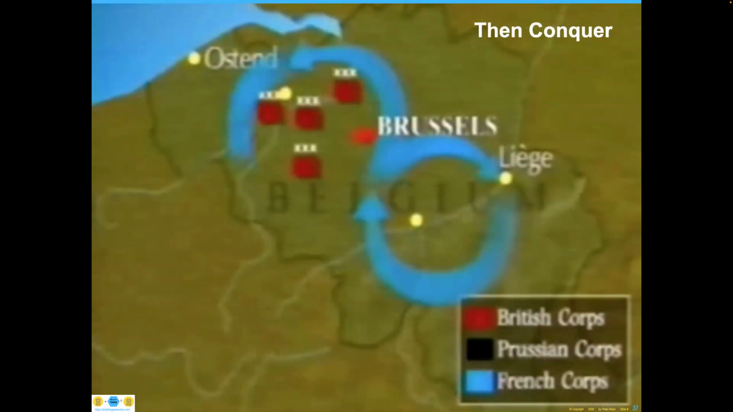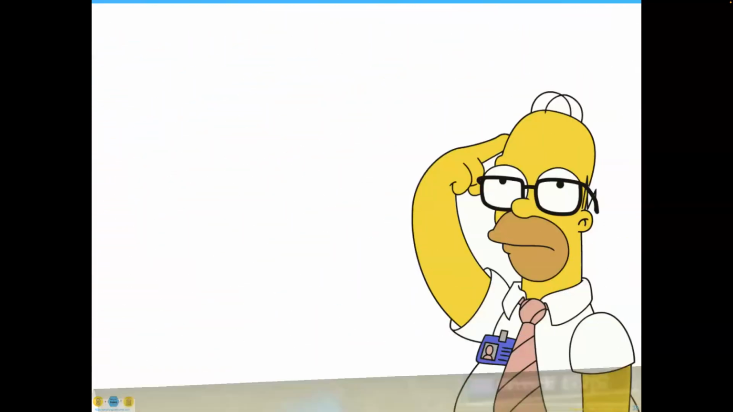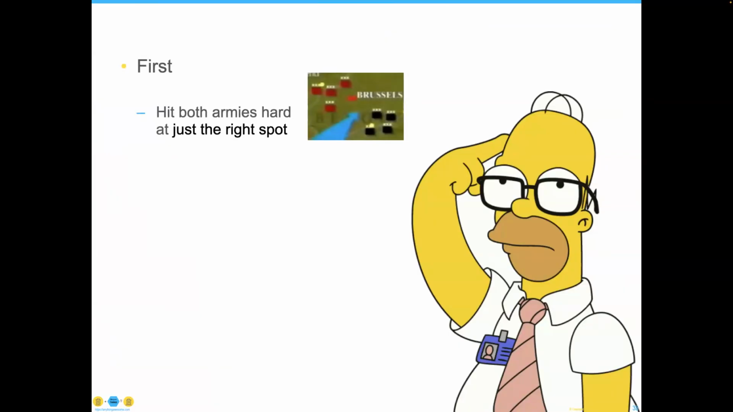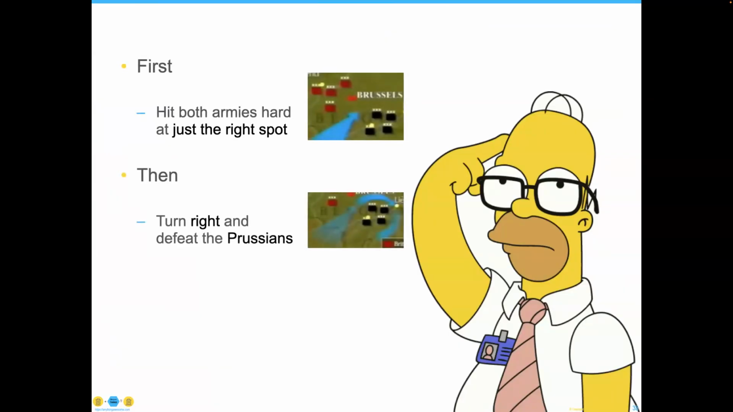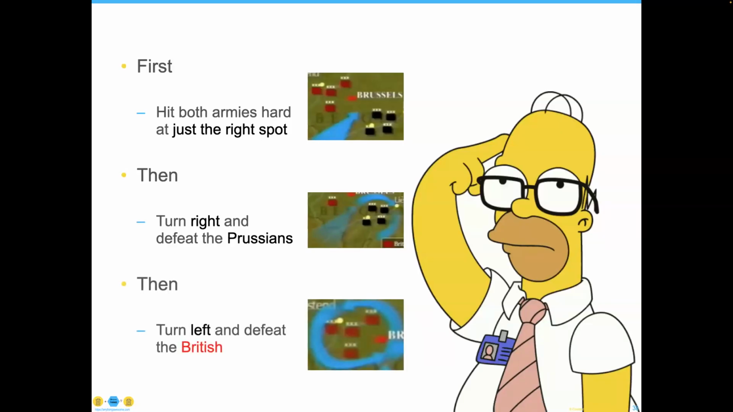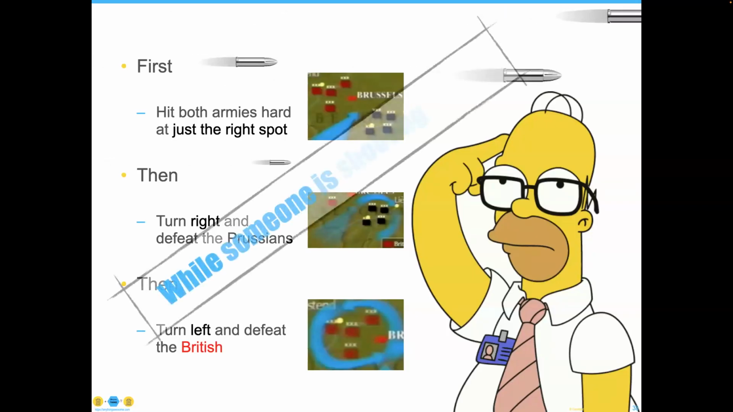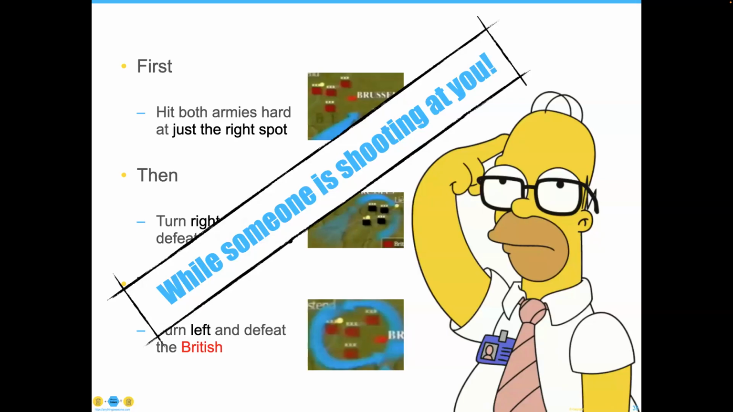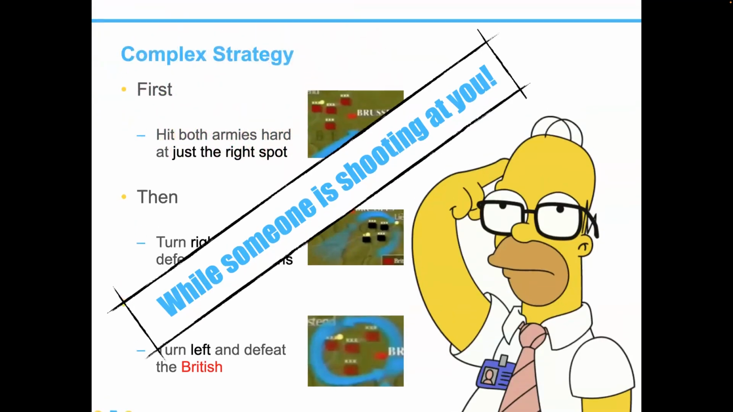However, the first thing was that Napoleon's army had to turn to the right and defeat the Prussians, and then turn to the left and defeat the British. So again, just to summarize, first of all, hit the armies in just the right spot, then everybody turn right and defeat the Prussians, and then everybody turn left and defeat the British. Oh, by the way, they are shooting at you the entire time. That's non-trivial strategy. Let me give you one more example here. Again, I think that's fairly complex.